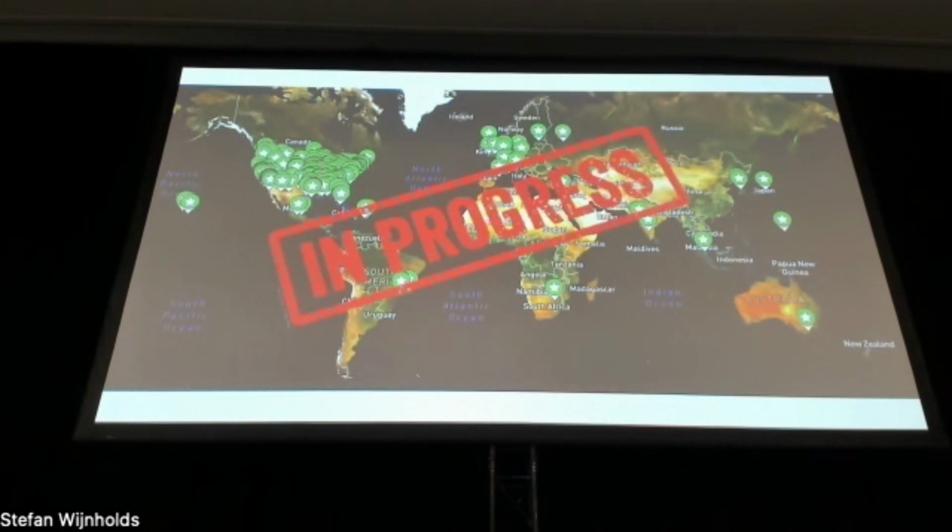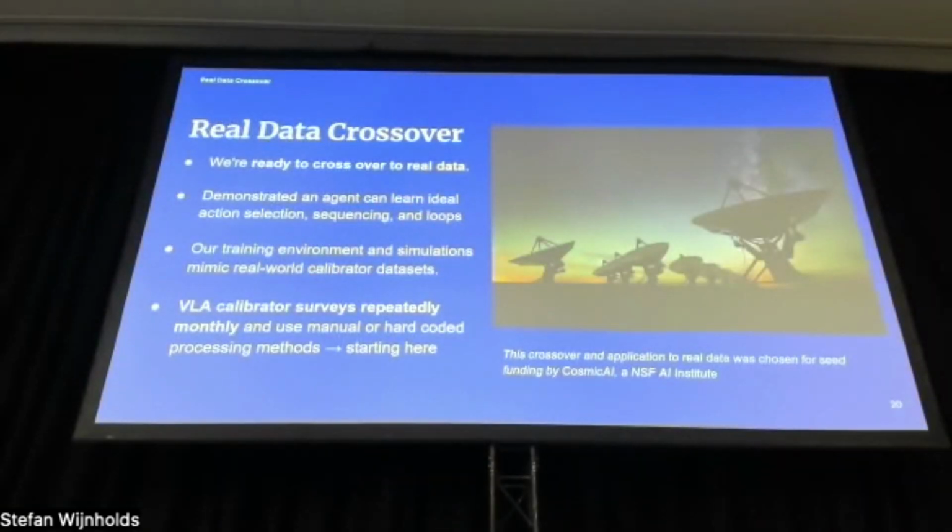Yeah, doing this in progress, running on this right now as we speak. And then the next step and the last bit is we want to do the real data crossover. So we've demonstrated that our agent can learn ideal action selection. It can do sequencing of the appropriate actions, and it can do loops. Our training environment and simulations up until this point kind of mimicked real-world calibrator data sets.